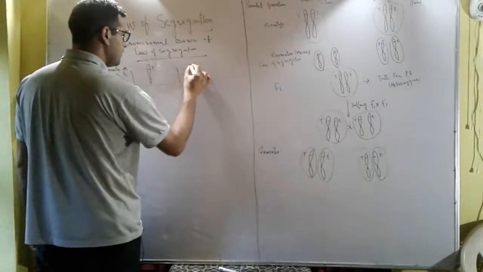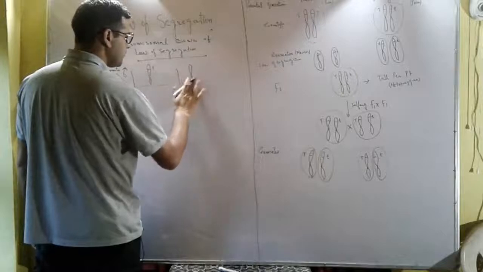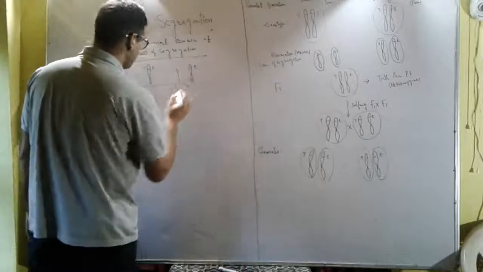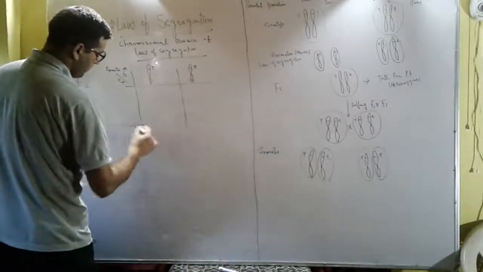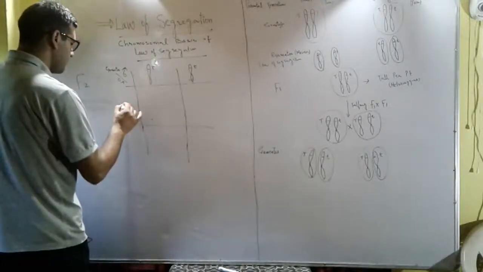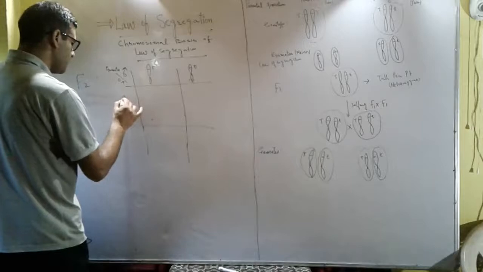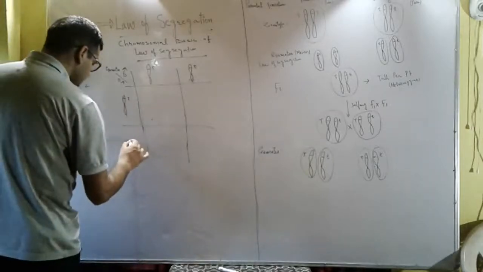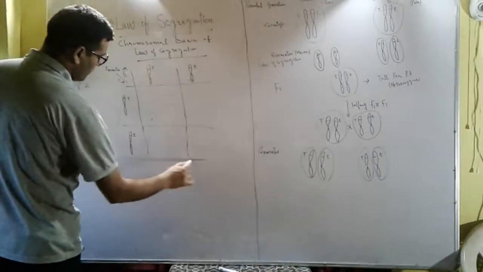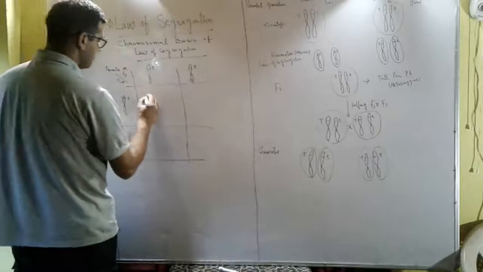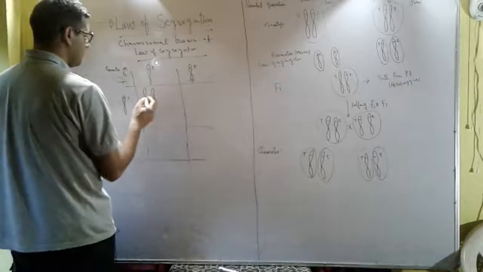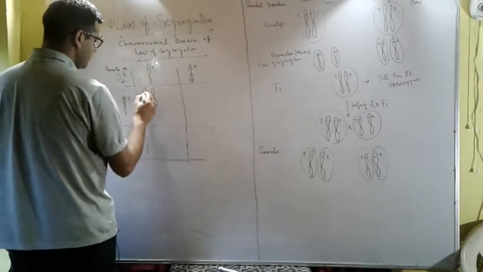capital T. This is small t. Same is the case here. Gamete, capital T, and another gamete, small t. Then we'll go for the F2 generation. This is F2 individual.